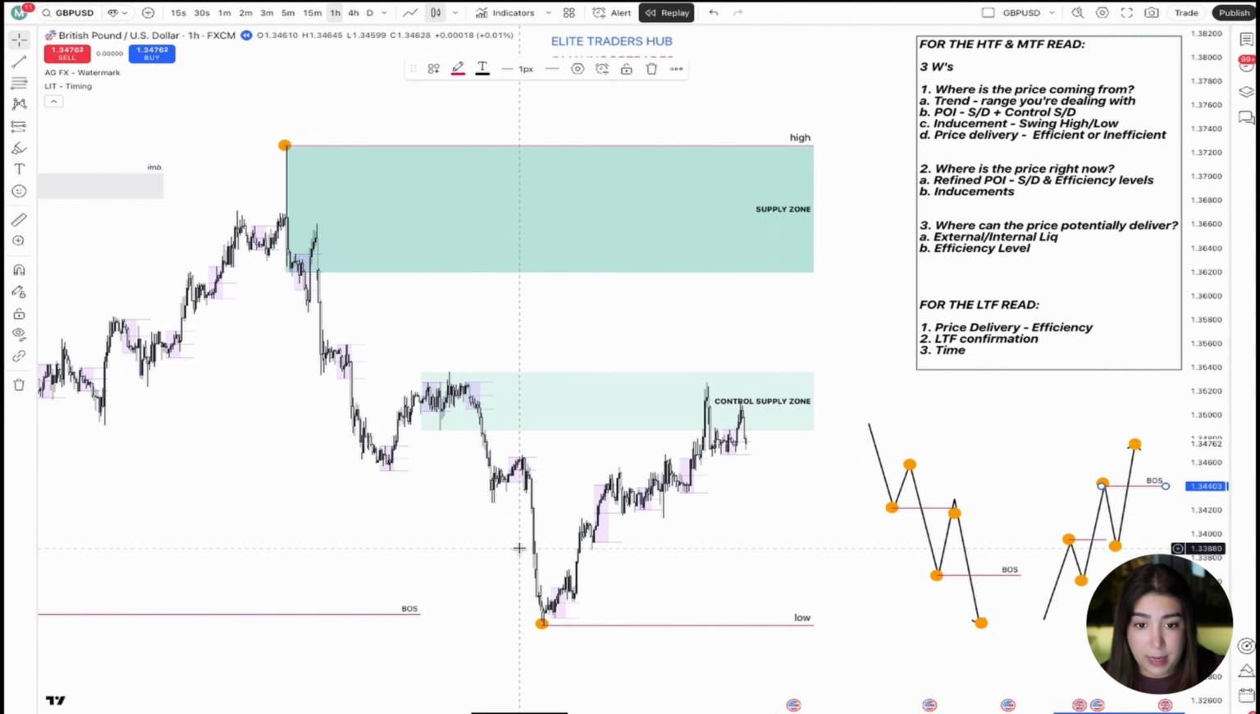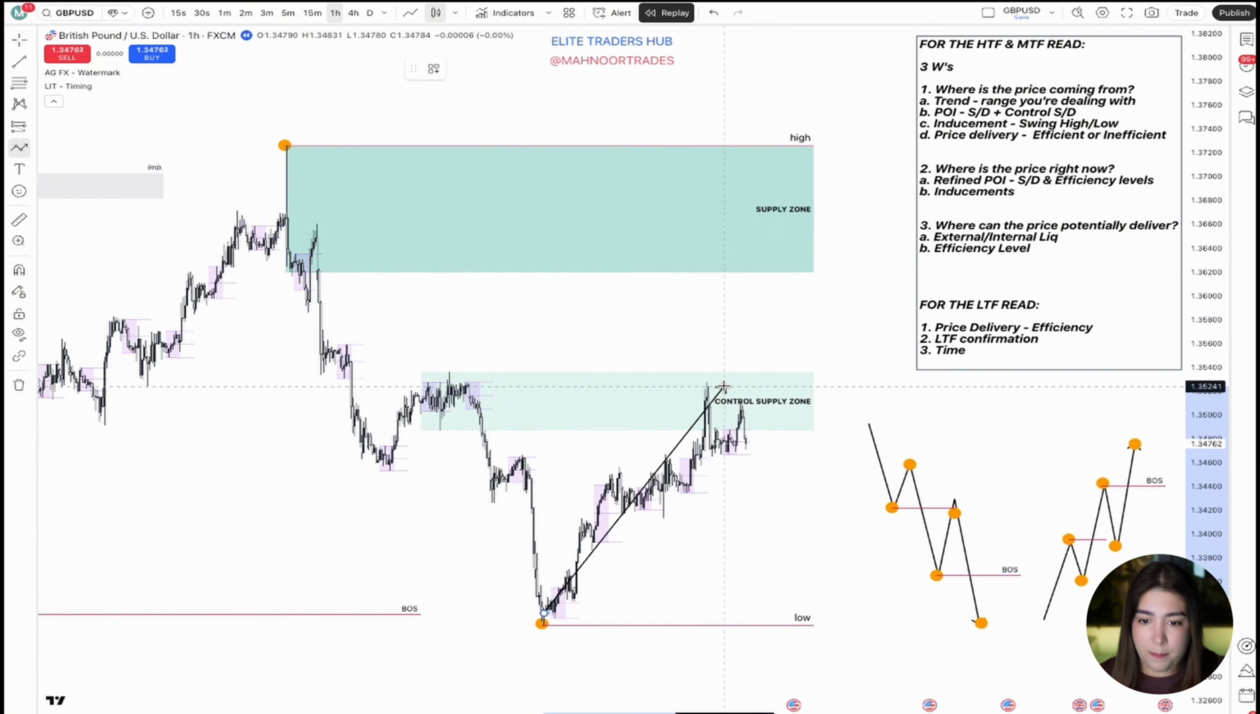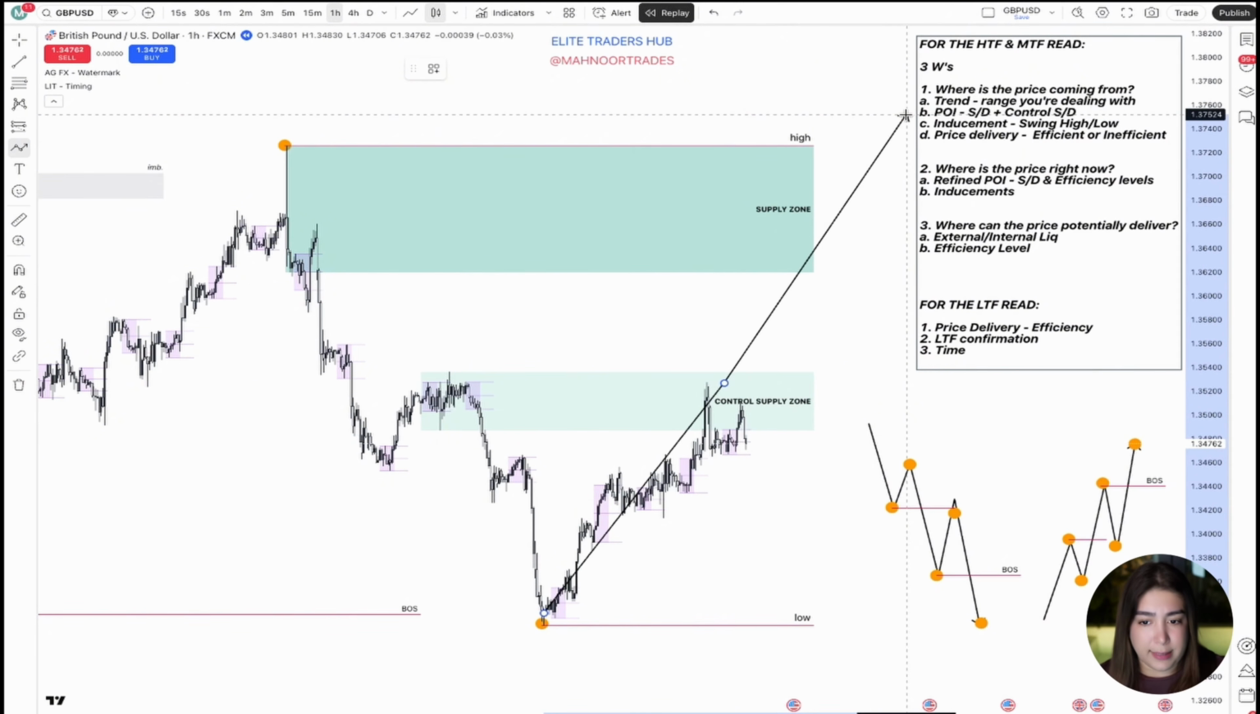If price delivery is bad, there's a good chance the price, instead of just making a minor pullback to create a new low, can actually keep on delivering higher to correct itself, okay? Price will always seek efficiencies. You need to remember this, okay? Price will always seek efficiencies.